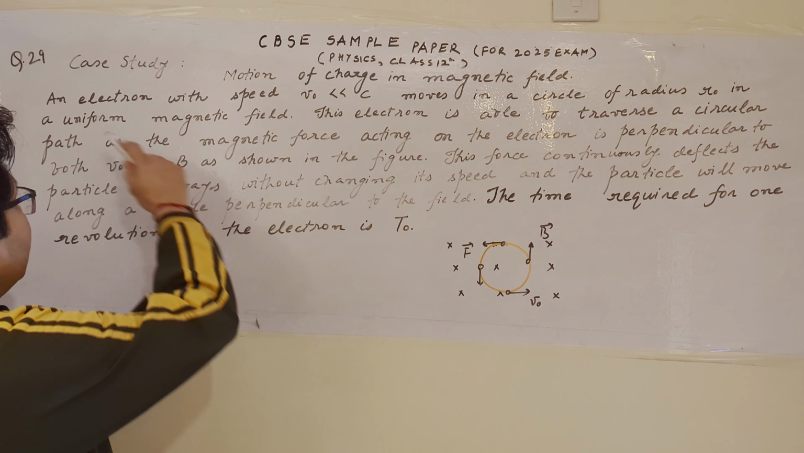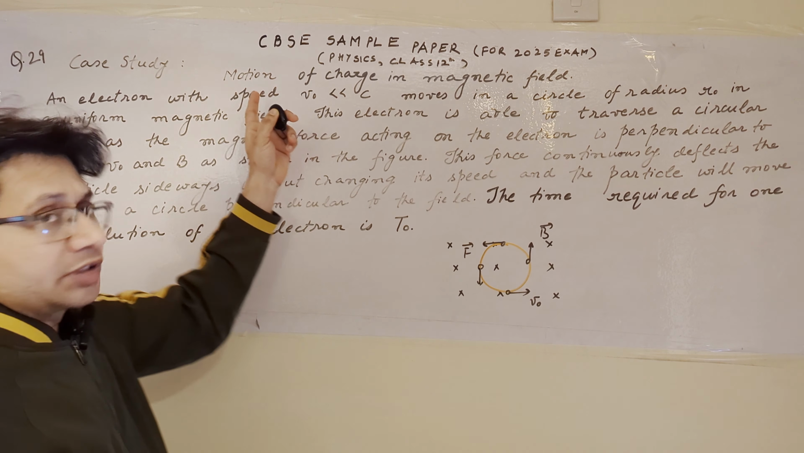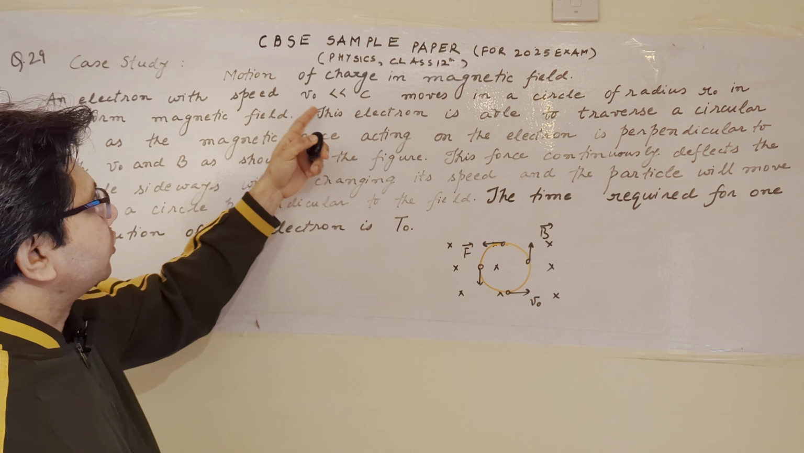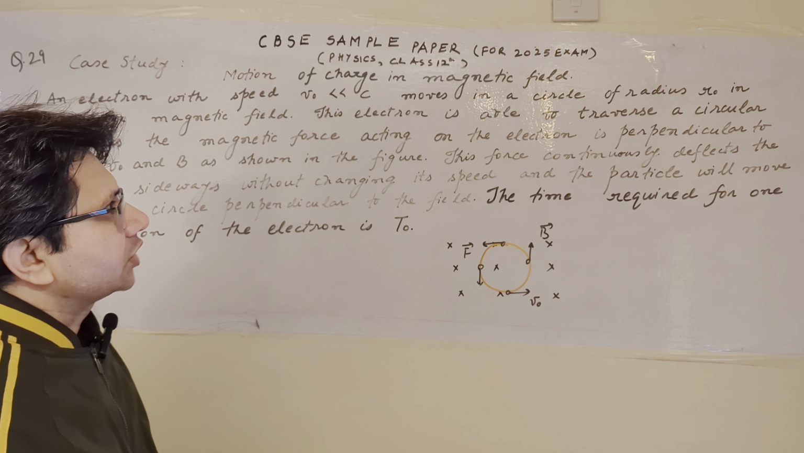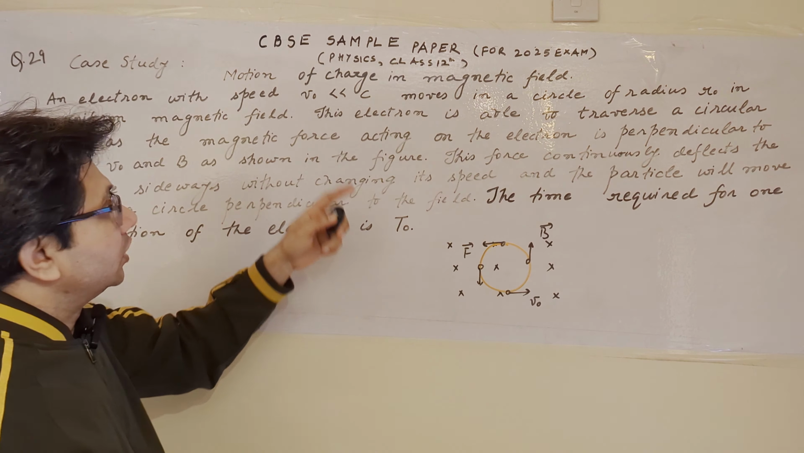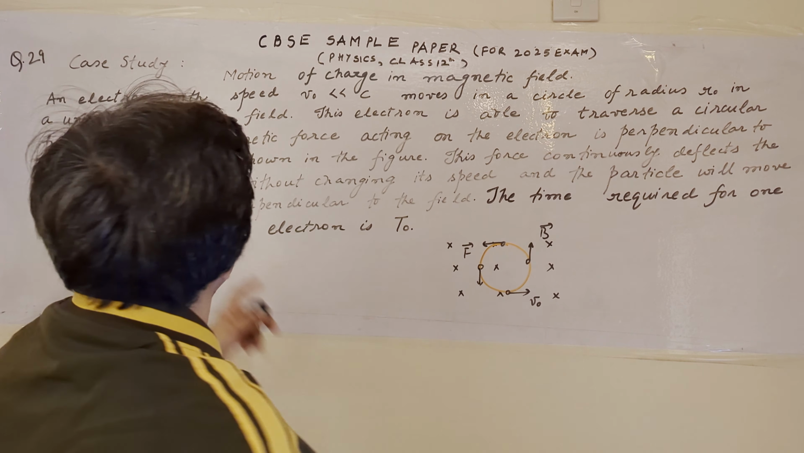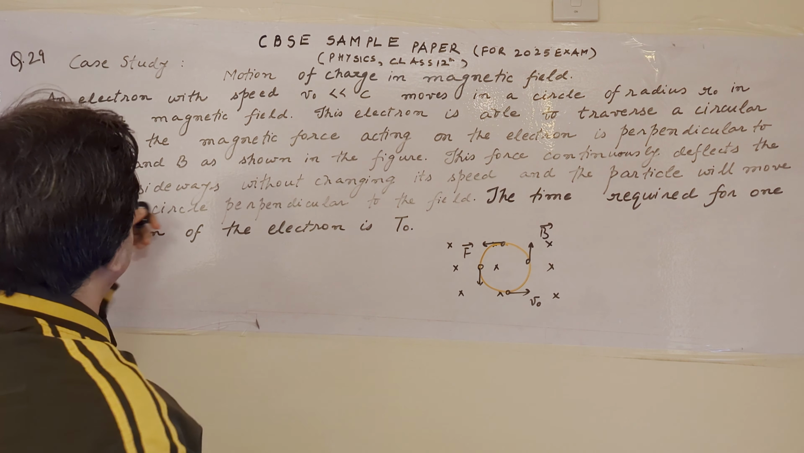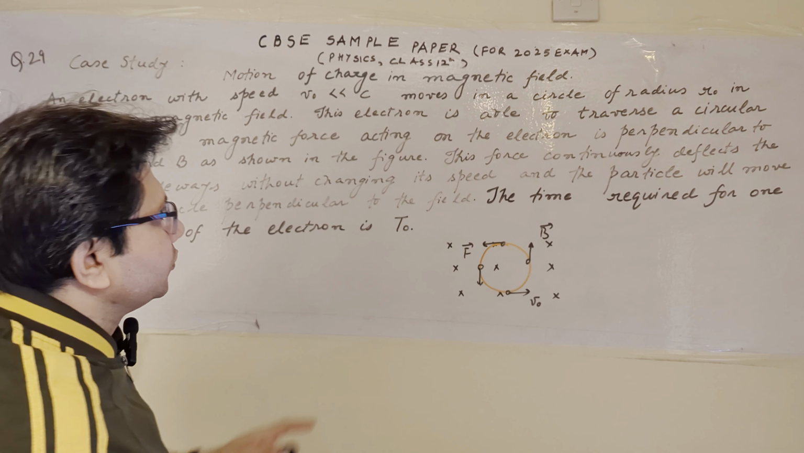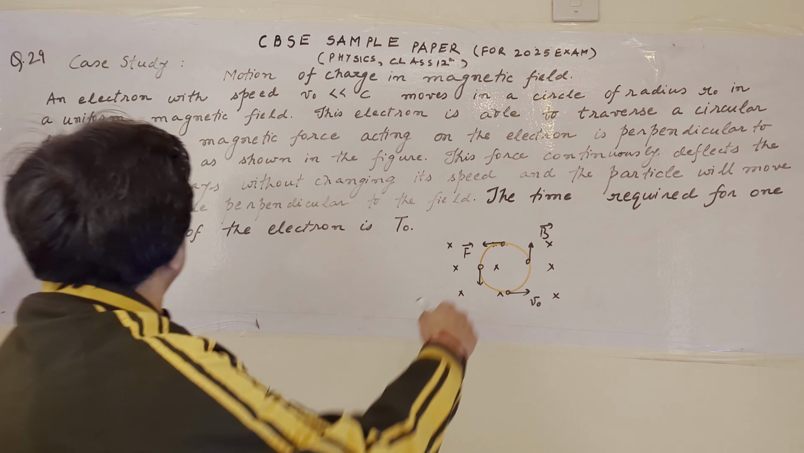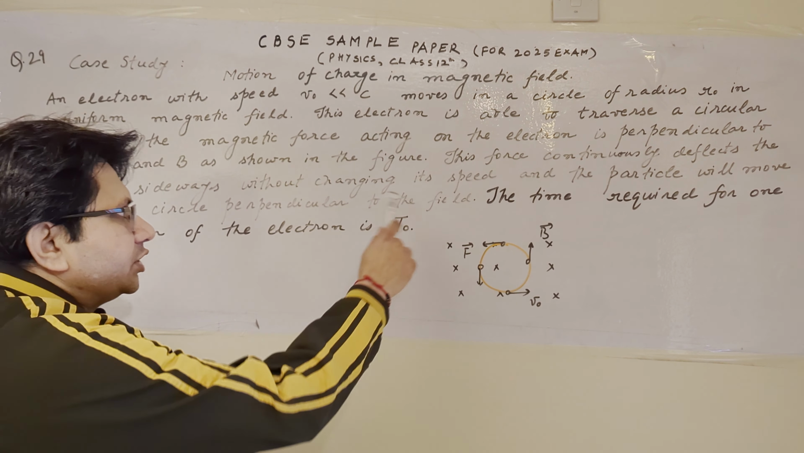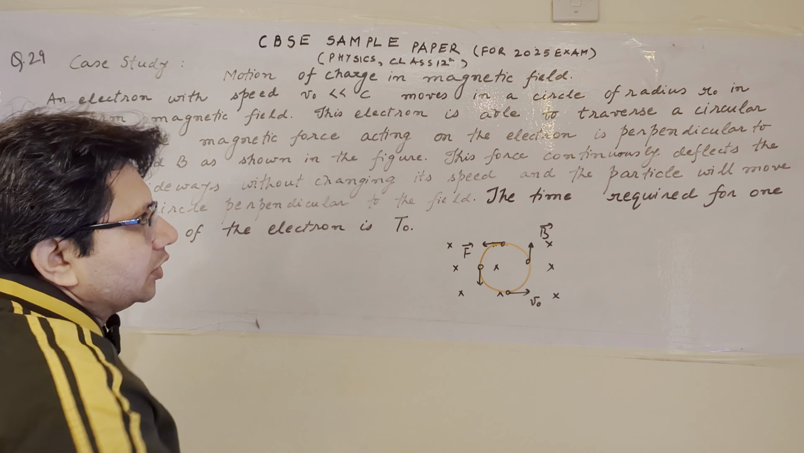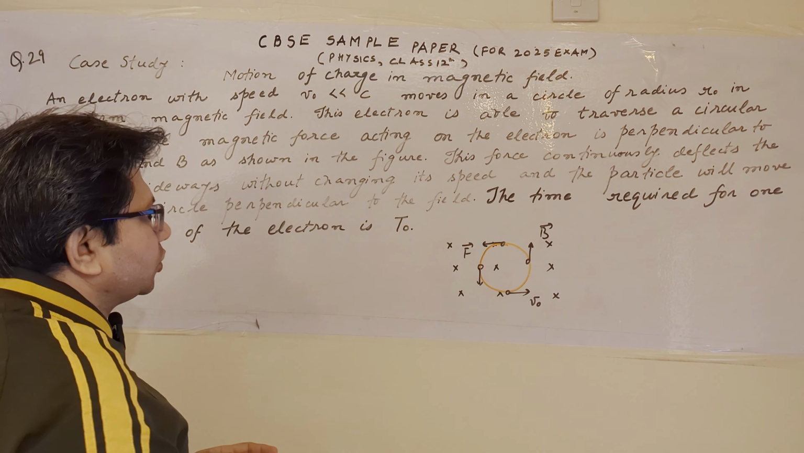Now the question is a case study based question and the topic on which it is based is motion of charge in magnetic field. So an electron with speed v naught, very less than c, moves in a circle of radius r naught in a uniform magnetic field. This electron is able to traverse a circular path as the magnetic force acting on the electron is perpendicular to both v naught and B, as shown in this particular figure. This force continuously deflects the particle sideways without changing its speed, and the particle will move along a circle perpendicular to the field. The time required for one revolution of the electron is t naught.